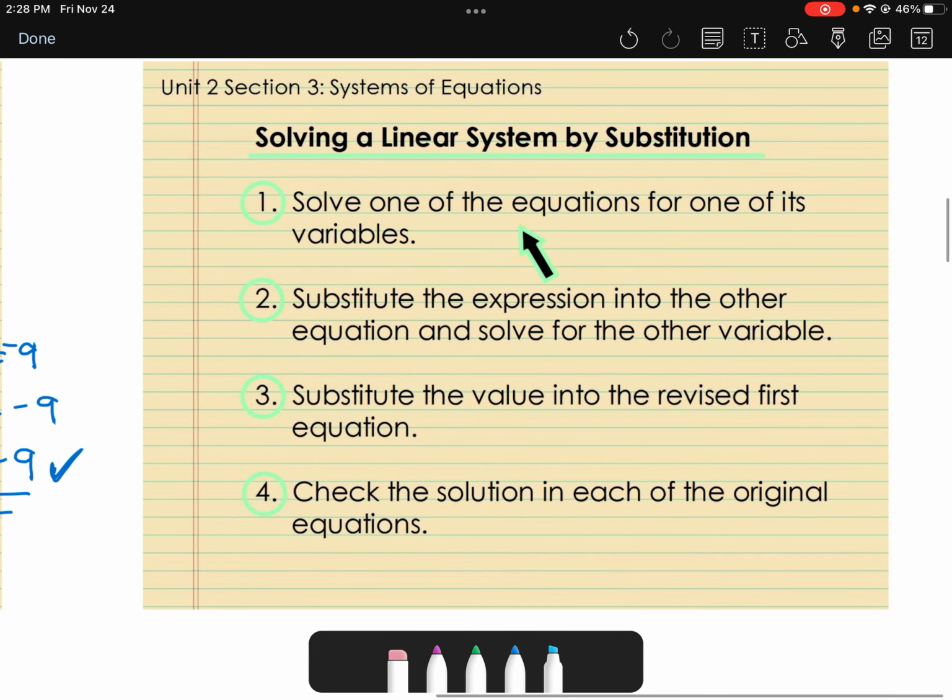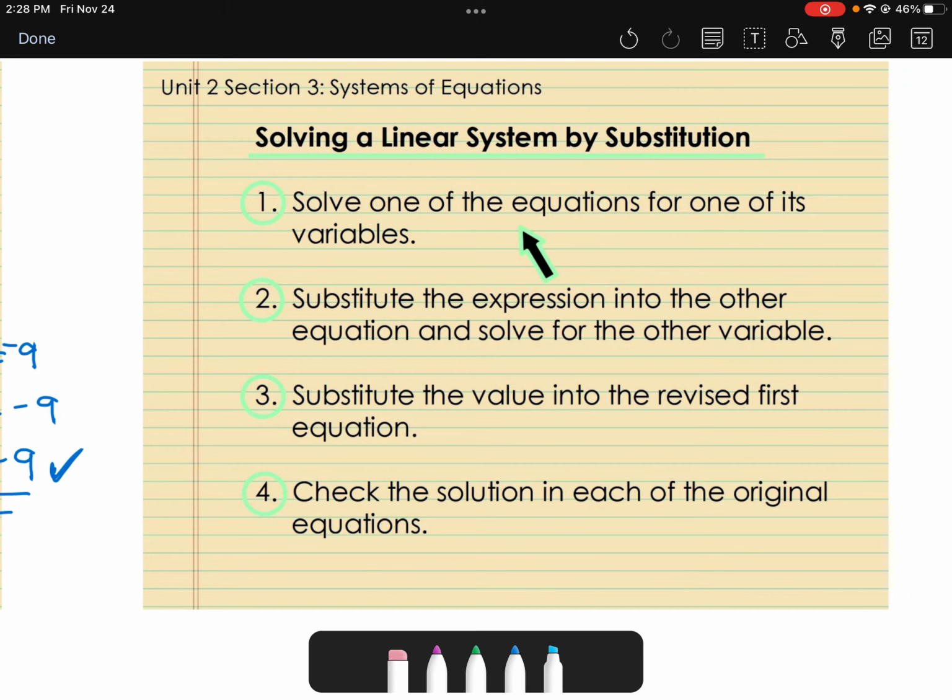Okay, so here's how we go by substitution. Here are the rules. Part 1, you want to solve one of the equations for one of its variables. Sometimes those variables are already by themselves, like if you have y equals and y equals, then you're just setting those equal to each other. If not, then you just have to make sure you isolate one of the variables by itself. Part 2, here's where it gets the name. You want to substitute the expression into the other equation and solve for the other variable.